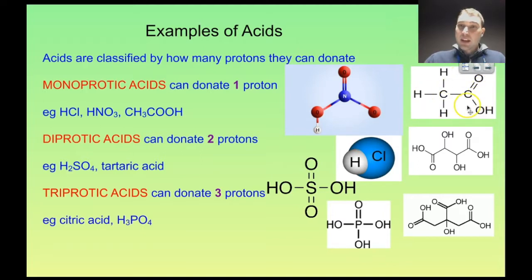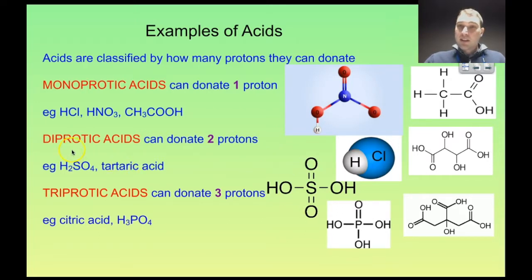If we look at acetic acid over here, ethanoic acid, so CH3COOH, the hydrogen that breaks off is this one here. Not these ones attached to the carbon, they're attached fairly strongly. It's this oxygen-hydrogen bond where this hydrogen can break off. So again, this is monoprotic. This hydrogen here is the one that breaks off.